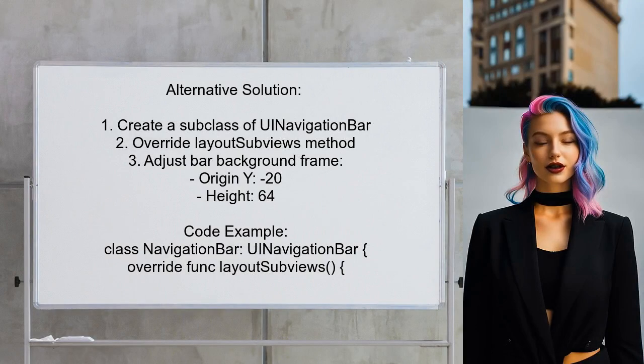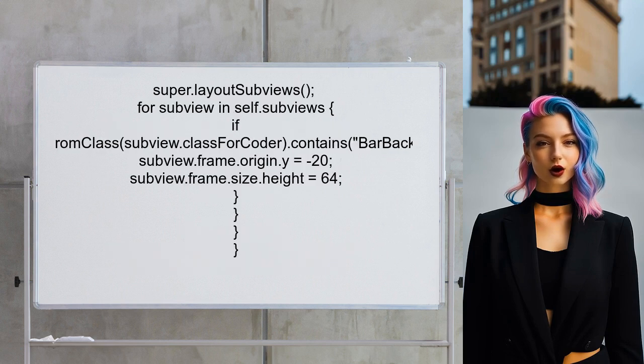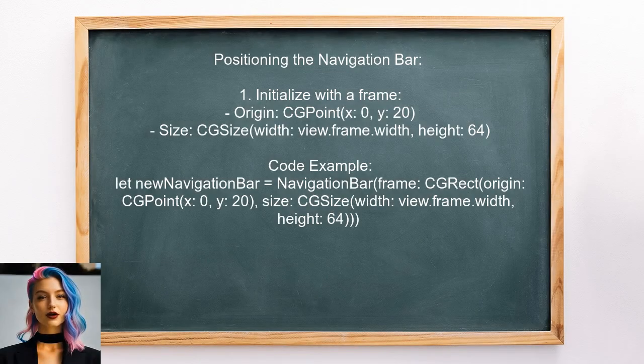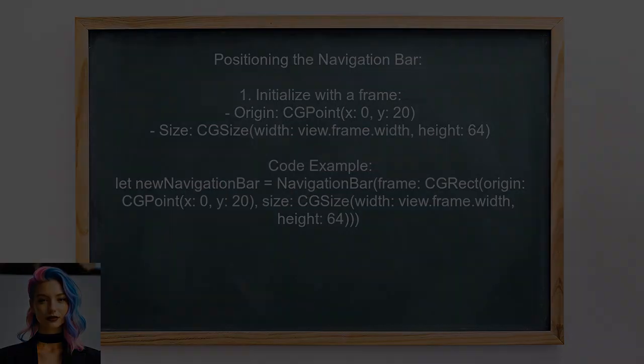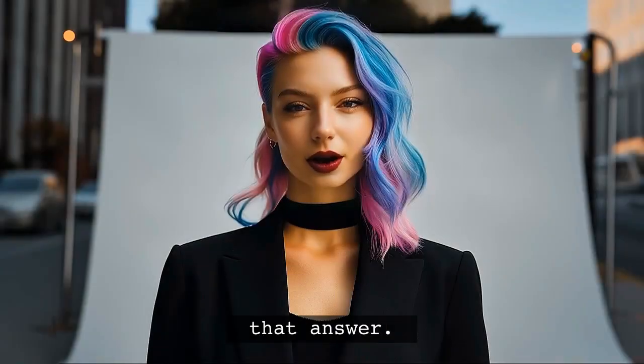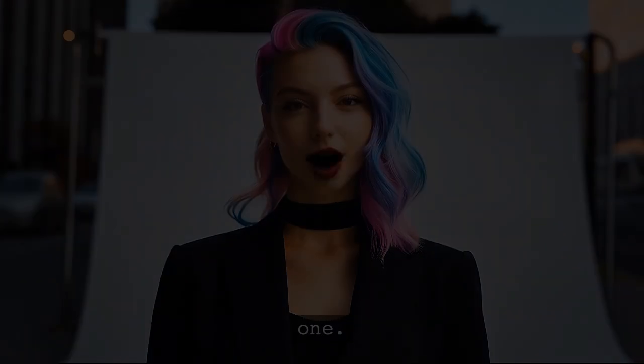An alternative solution provided by another user involves creating a subclass of UI navigation bar. They override the layout subviews method to adjust the frame of the bar background. This user sets the origin of the background to -20 and the height to 64 pixels. They also suggest positioning the navigation bar lower than the status bar by initializing it with a frame that starts at the origin point of 0 for the x-axis and 20 for the y-axis. That's all on that answer. Let's take a look at another one.